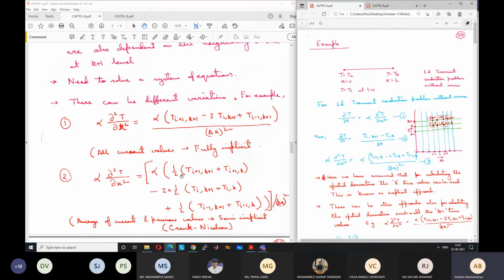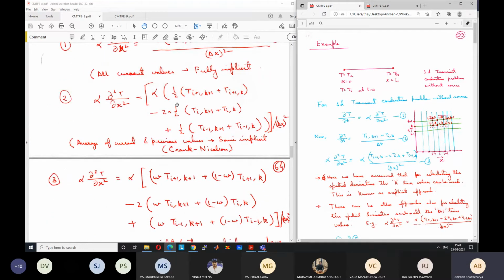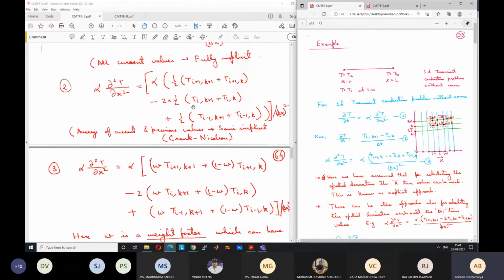So in that case, we will have to write the temperature at i plus 1 as half of T_(i+1)^(k+1) plus T_(i+1)^k. Similarly, the temperature T_i will be written as half of T_i^(k+1) plus T_i^k. Similarly, for any other point, we can take the average. So this is a linear average, and this is known as the Crank-Nicolson scheme or semi-implicit scheme.